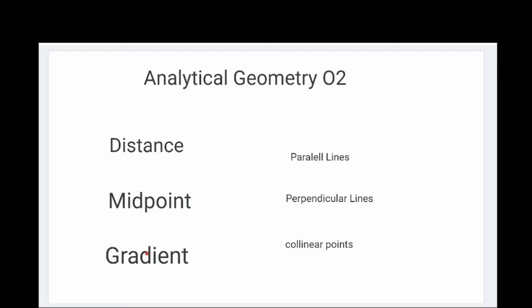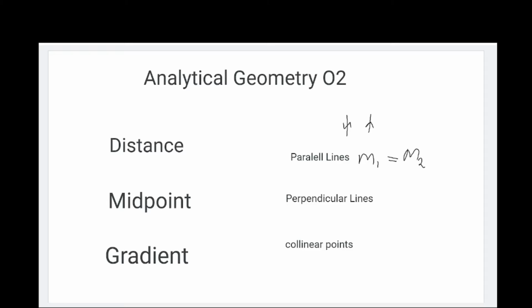If we talk about parallel lines, we have to know that M1 is equal to M2. So if I have 2 lines and they are parallel, the gradients of these 2 lines are the same. If this gradient was 2, this other gradient will also be 2. So the gradient of the first line is equal to the gradient of the second line. Parallel lines are explained by gradient.